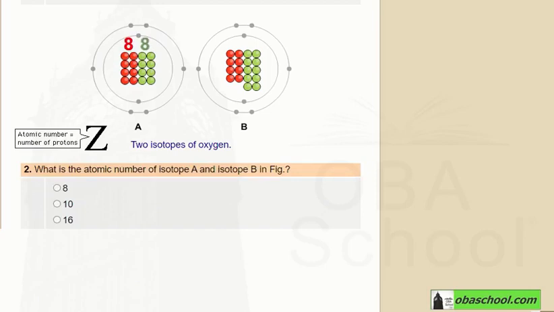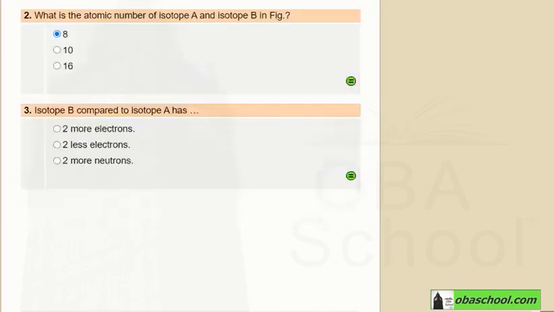So in atom A, we have 8 red particles and 8 green particles, whereas in atom B, we have 8 red particles and 10 green particles. Keep in mind that these are two isotopes of oxygen, so they are isotopes of the same element. In other words, they will have the same atomic number, which is the number of protons. So in this case, the red represents the protons, because there's equal number of protons in both isotopes. So the atomic number of isotope A and B is 8.